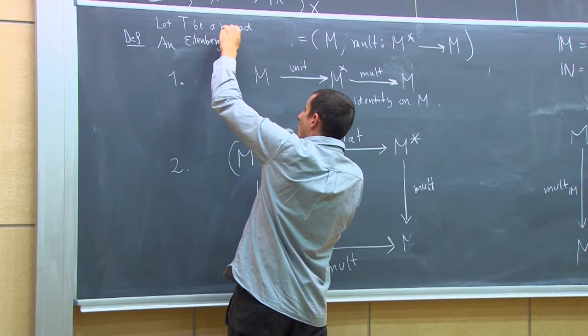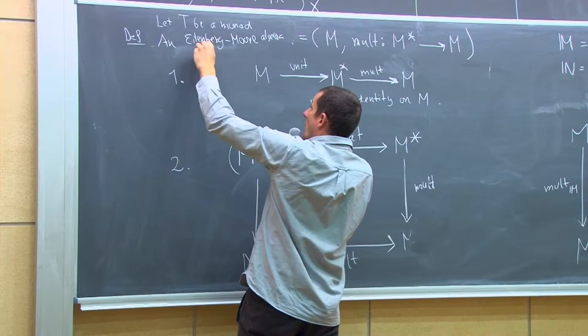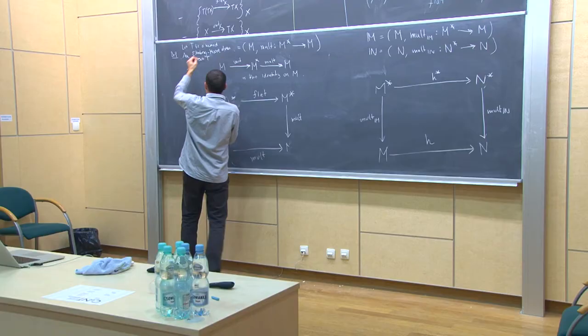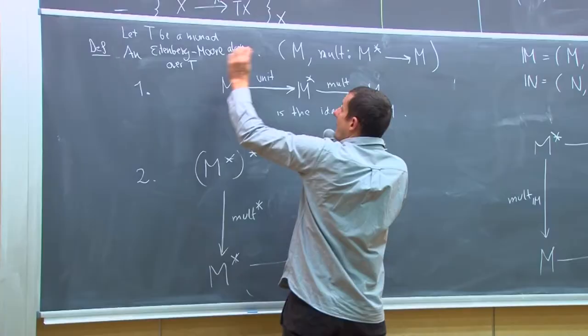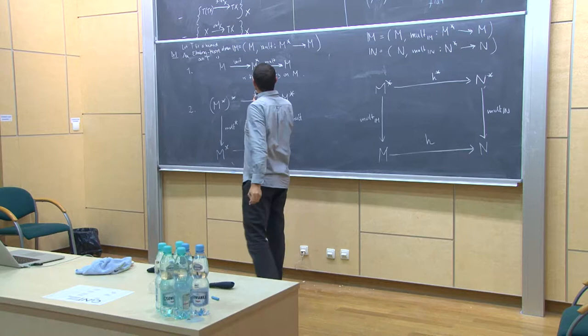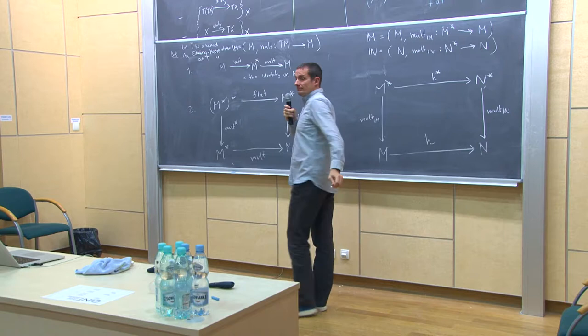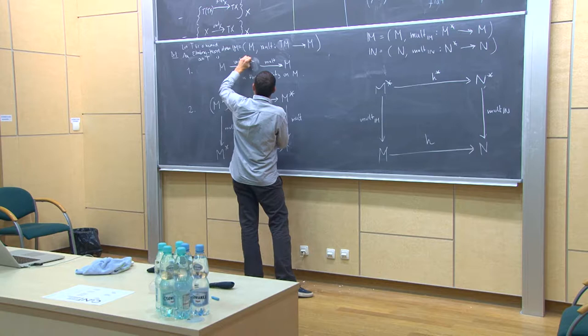Eilenberg-Moore algebra over T, because you need to say what is the monad that you're working with, is a pair like this, subject to these axioms.